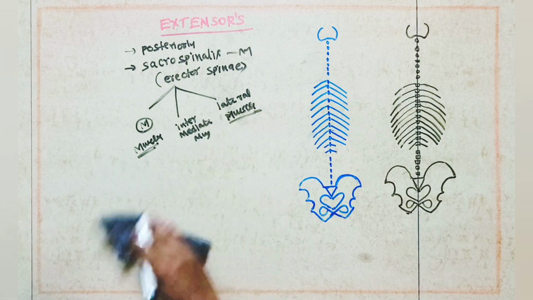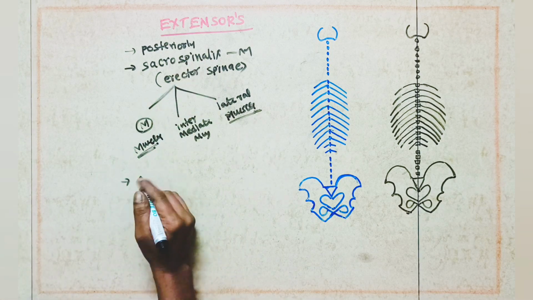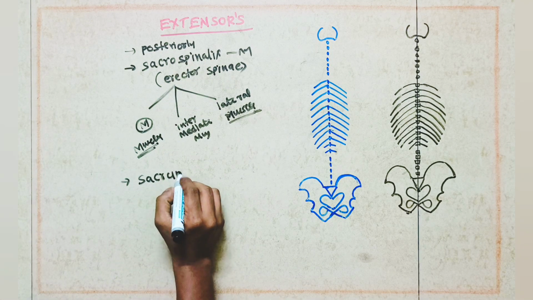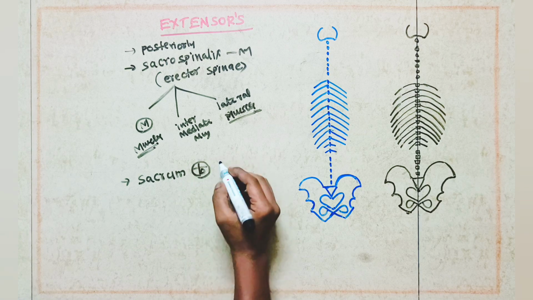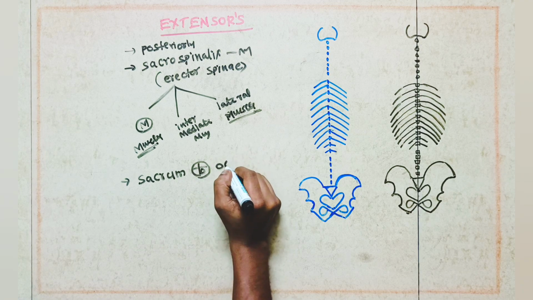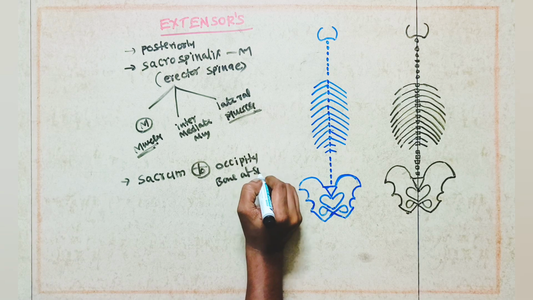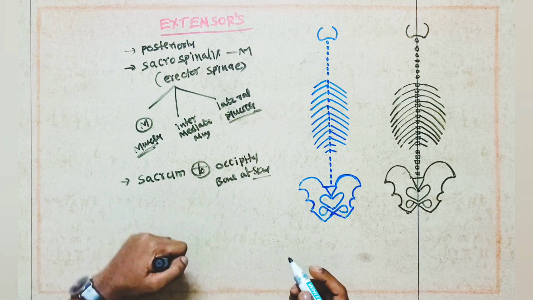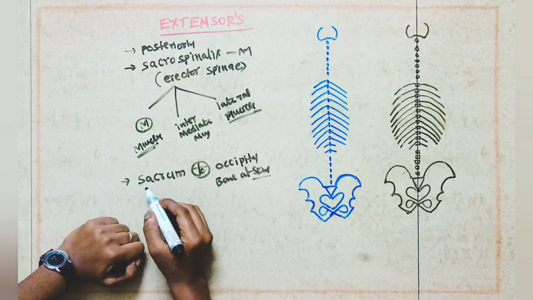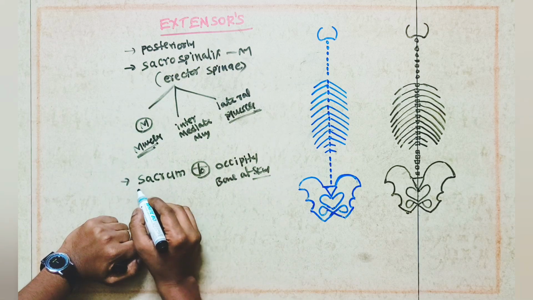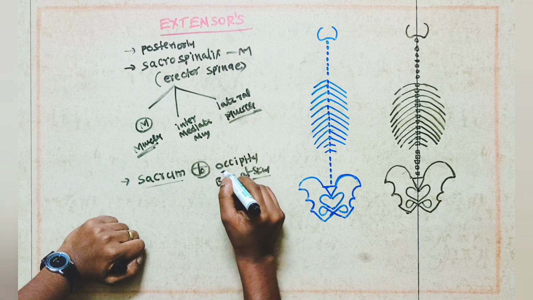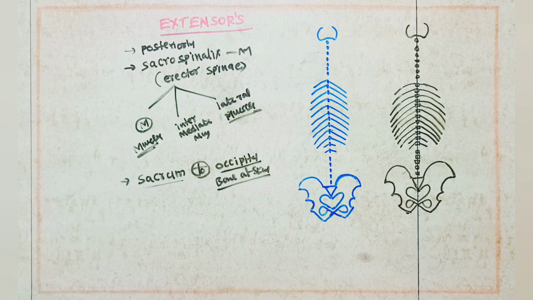So these muscles are coming from the sacrum, and they attach to the occipital bone at the skull. Occipital is part of the skull, so this is our occipital bone. All the muscles we are discussing come from the sacrum and insert into the occipital bone of the skull.